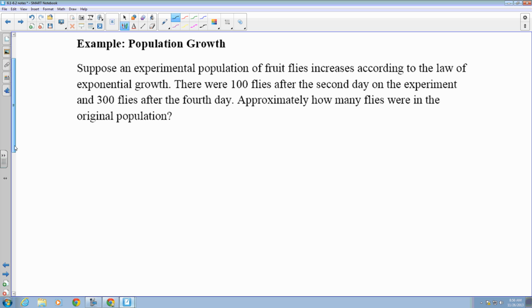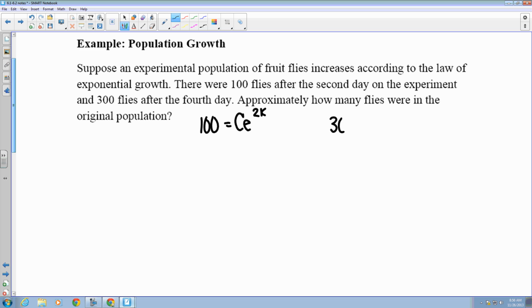Next one, we have an experimental population of fruit flies. It increases according to the law of exponential growth. There were 100 after the second day and 300 on the fourth day. How many were there in the original? So we have two different functions here. We have 100 equals Ce^(2k) because it took 2 days.